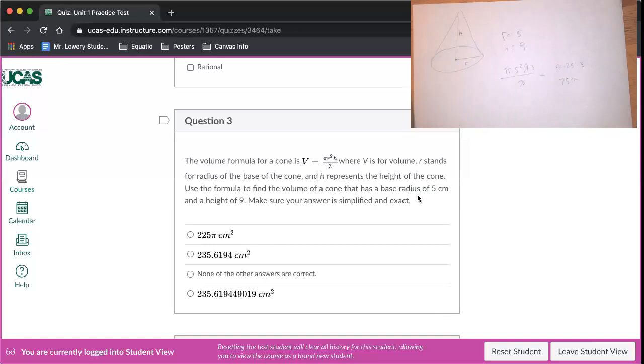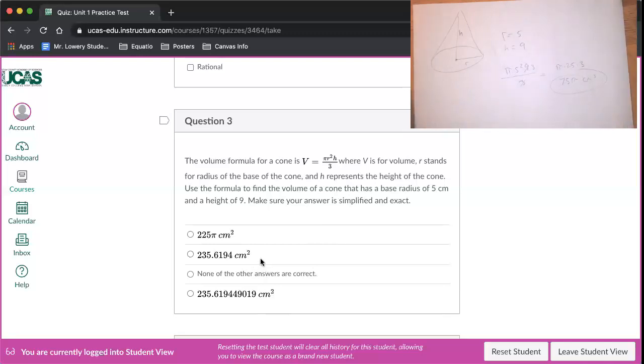Now, since we're talking about volume, we should be talking about centimeters cubed. Actually, this is kind of a typo. These centimeters squared should be centimeters cubed. So I'll go back and fix that for you. Yeah, these should be centimeters cubed.